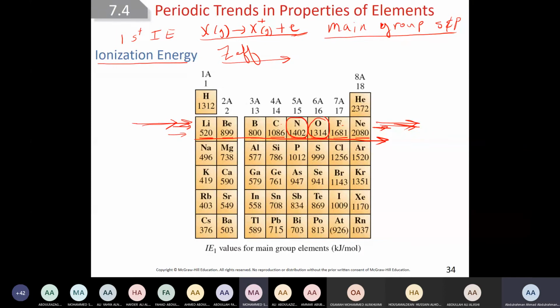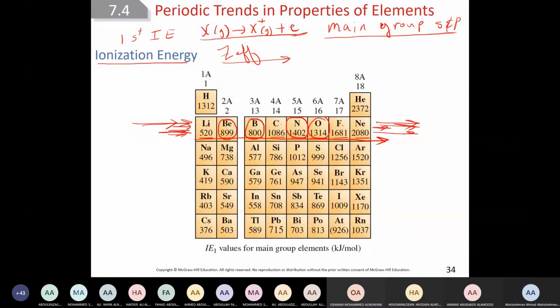Be and B, and group 5A and 6A. Let's talk about this group only. So we see two exceptions, right? Very good. Let's explain why the exceptions.